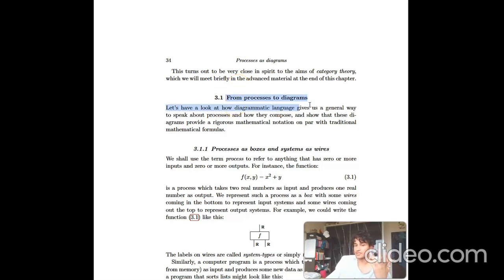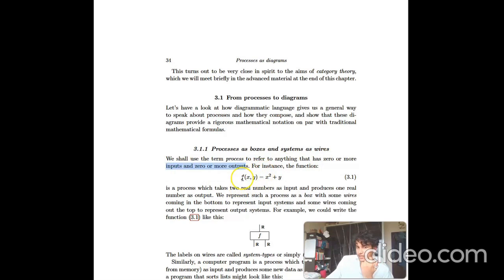If you have a physical process, how are you going to describe it as a diagram? We have a general procedure. We have to know what our inputs are. We'll start with the given example, which is just a function: f takes x and y and gives you x squared plus y squared. A process here is defined as anything that has zero or more inputs and zero or more outputs.